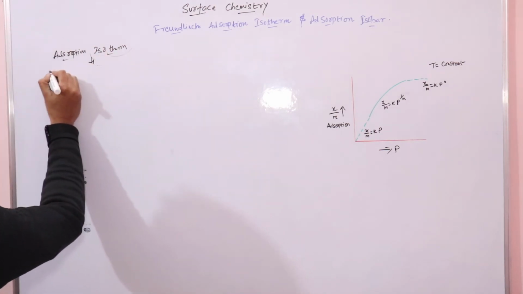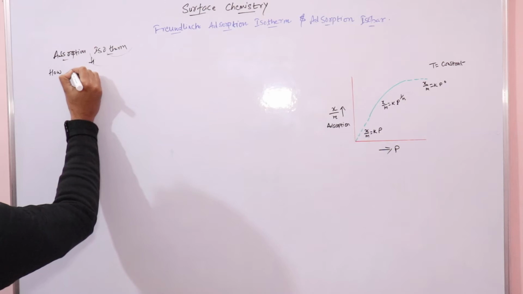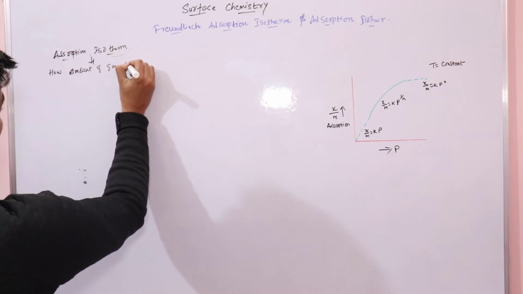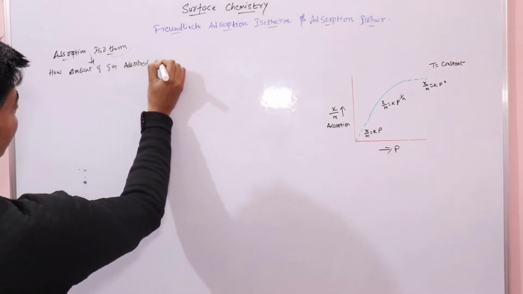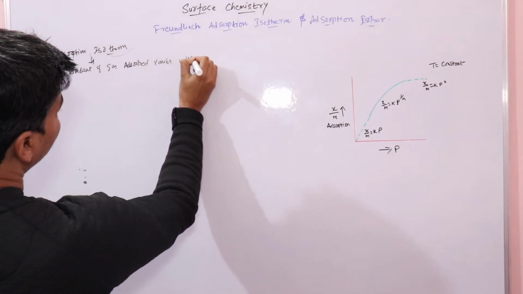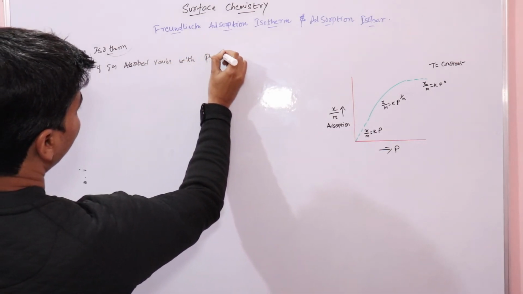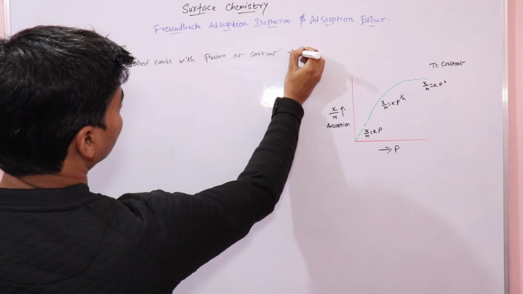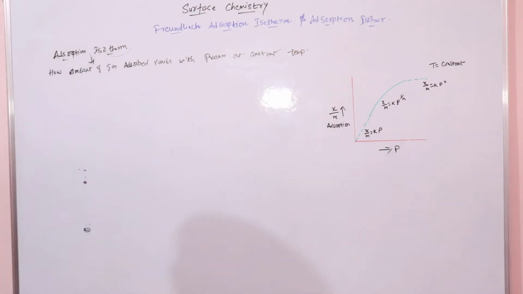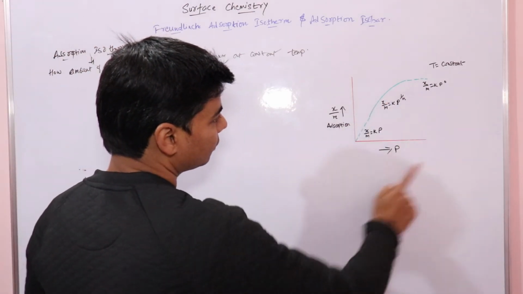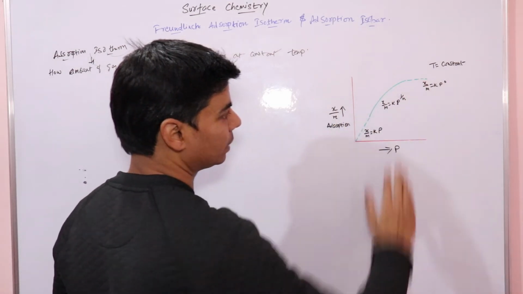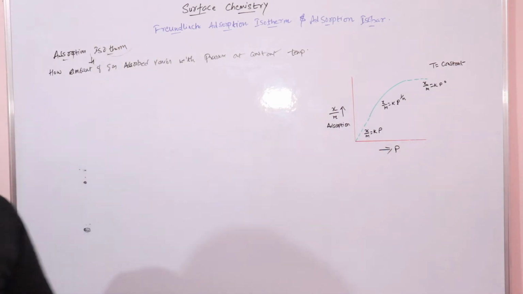So this tells us how the amount of gas adsorbed varies with pressure at constant temperature, right? How it varies with pressure at constant temperature. So basically this is the graph that shows us how the amount of gas adsorbed varies with pressure. This is the curve that you get. We'll discuss this curve in detail in a moment.